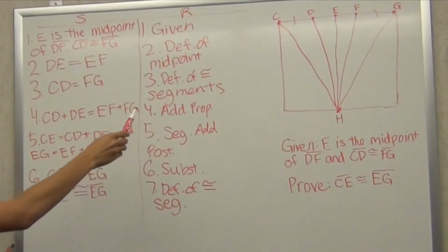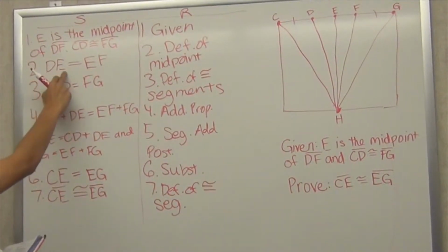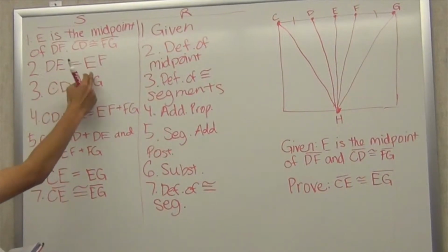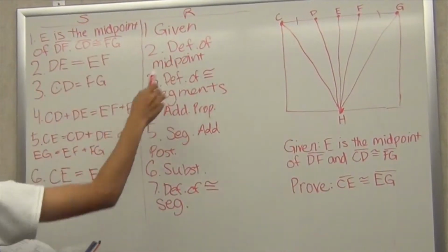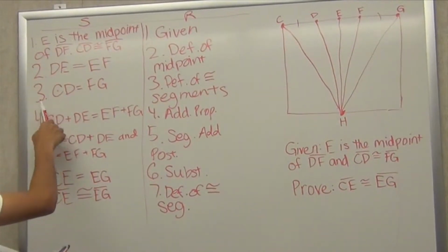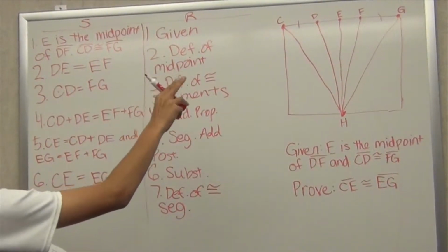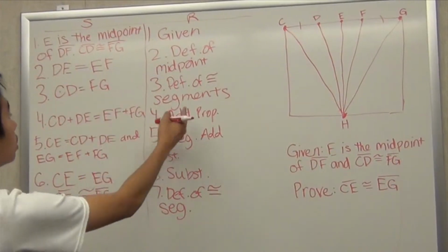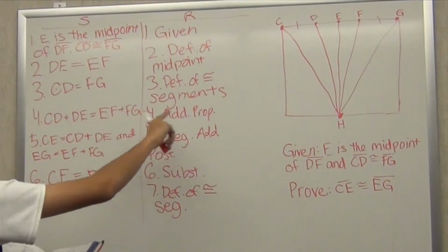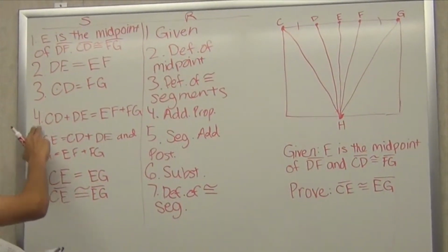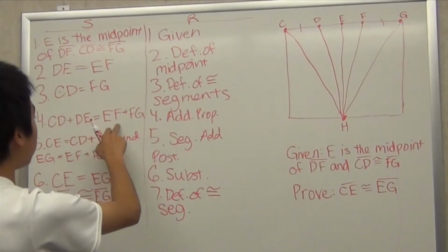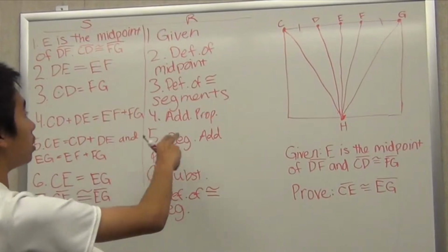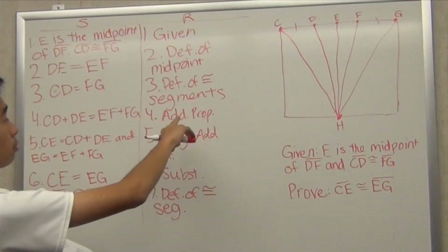Then we can say that DE equals EF because of the definition of a midpoint. Step 3 would be CD would equal FG because of the definition of congruent segments. Step 4. CD plus DE would equal EF plus FG. So that would be the addition property.